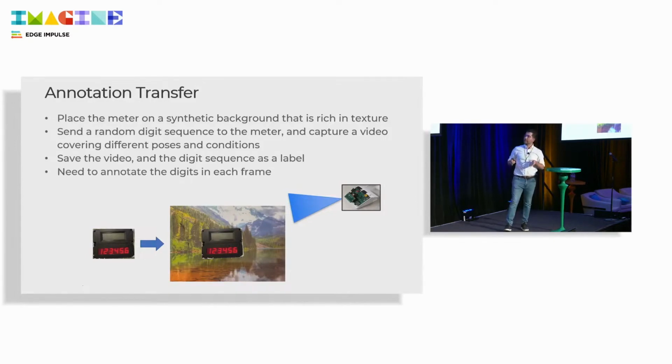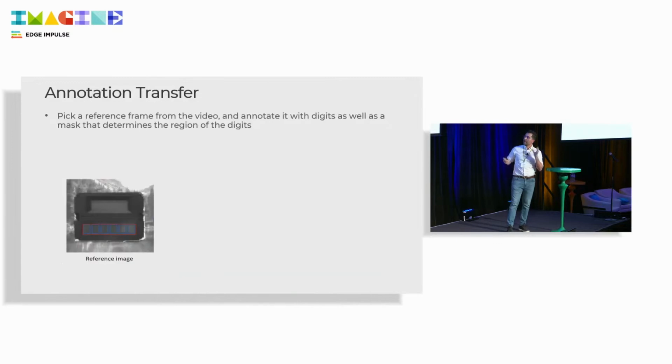Now, next we need to annotate the digits in the video, where basically we need to find the locations of these digits and their label in each frame of that video. So how do we do that? We pick a reference frame from the video and annotate it with the digits, shown in blue here, and a mask, which is shown in red. This mask determines the region of the digits, so we'll use that later.